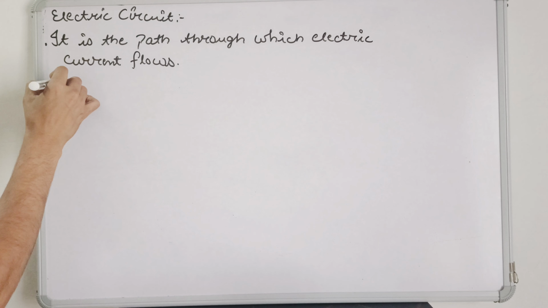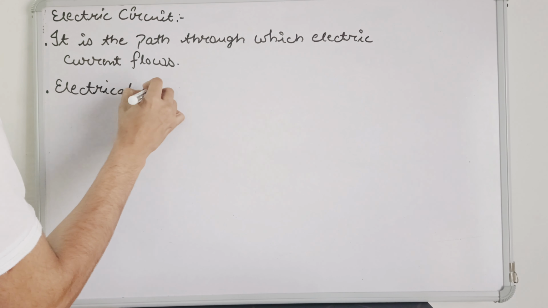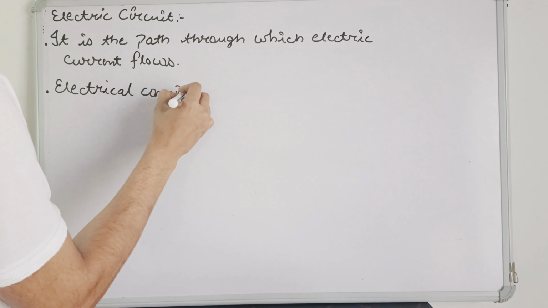For an electric circuit, there are various components. These are battery, wire (the wire must be conducting), bulb, key or switch. Okay, so these are electrical components. So what are electrical components? Electrical components are battery, switch, wire, bulb, etc.